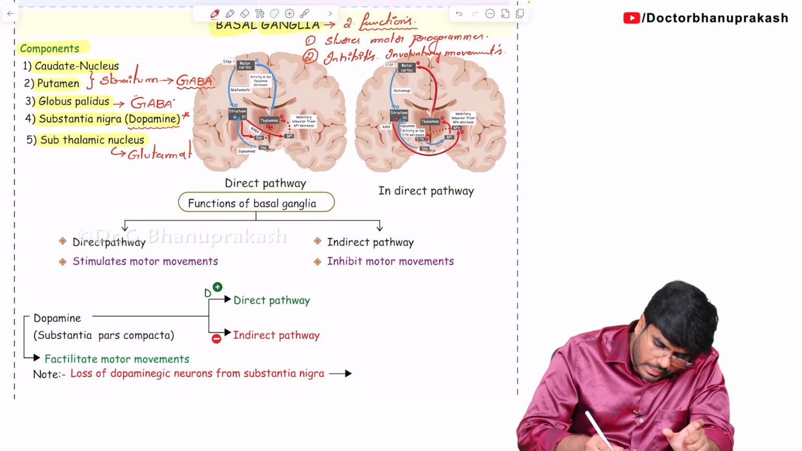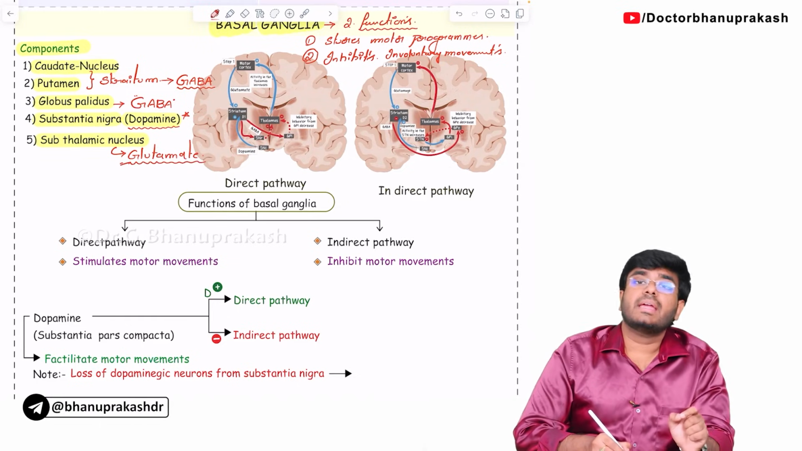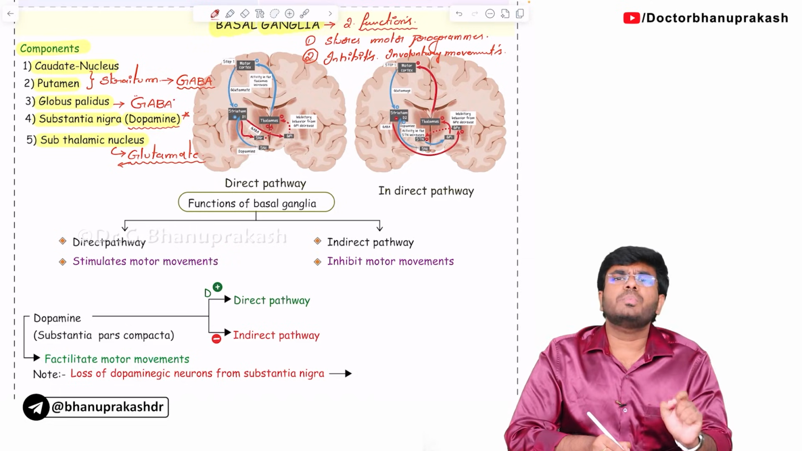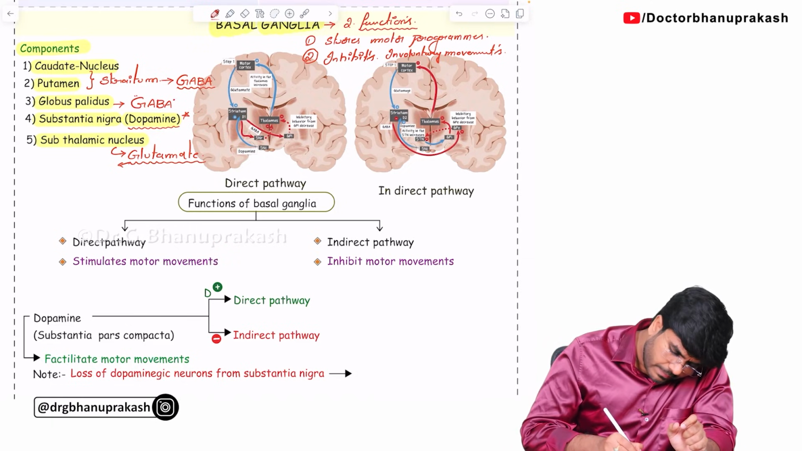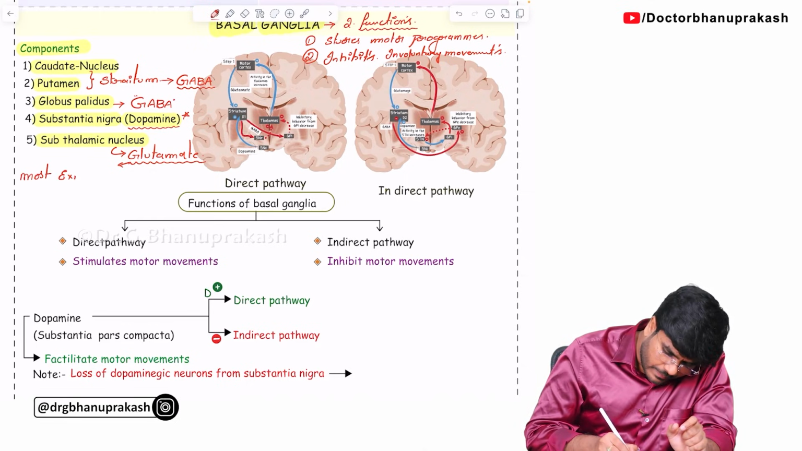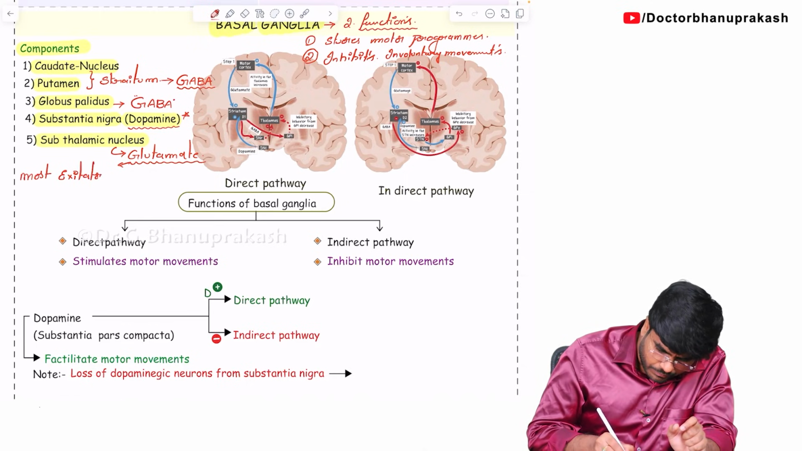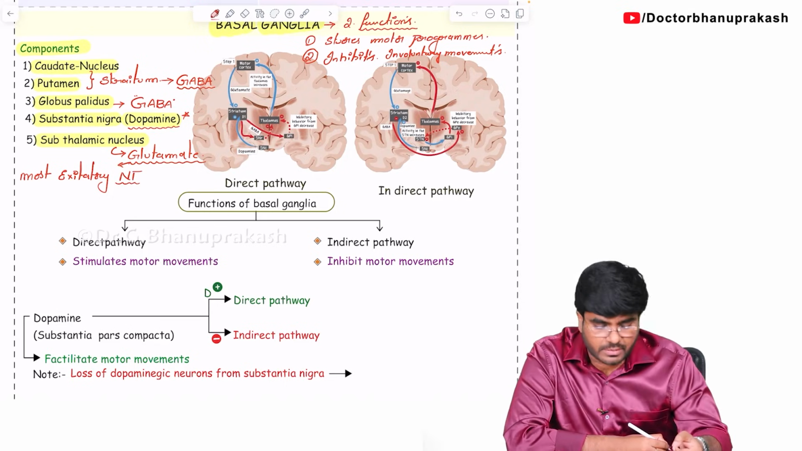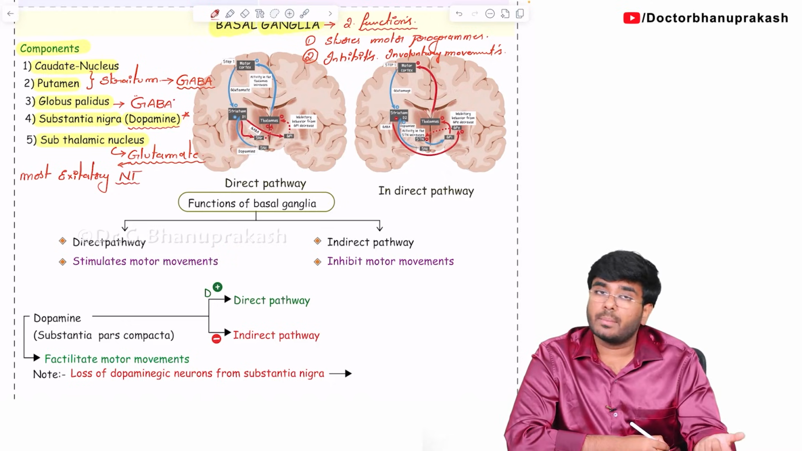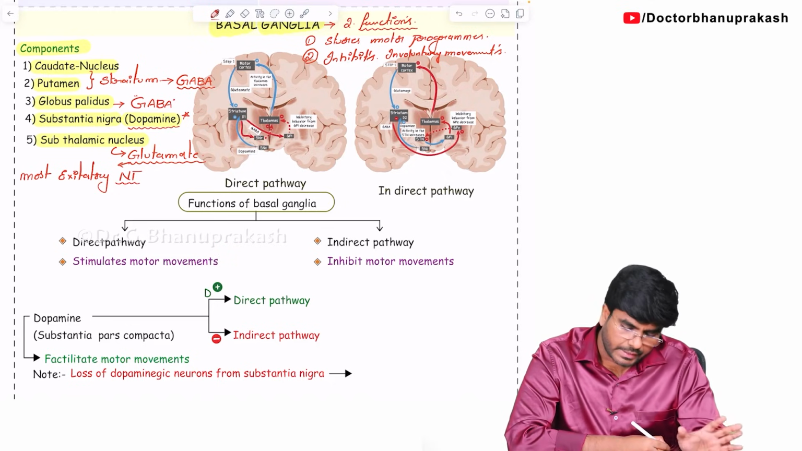Regarding glutamate, the most important MCQ here is that glutamate is the most important excitatory neurotransmitter in the brain. Answer is glutamate. Inhibitory neurotransmitters are GABA and glycine, and glutamate is the excitatory neurotransmitter.